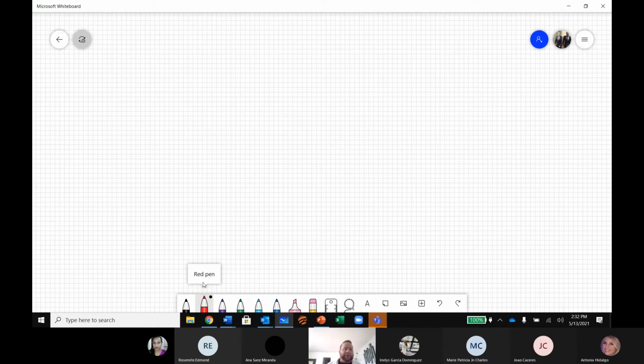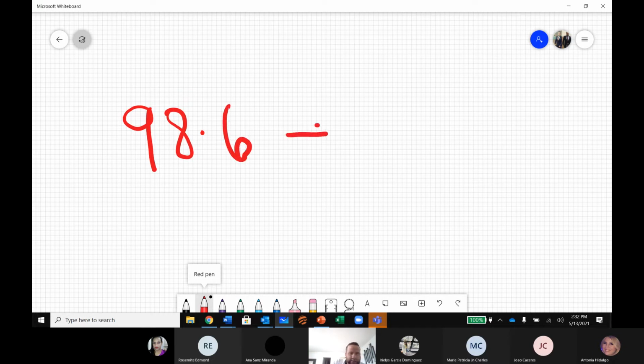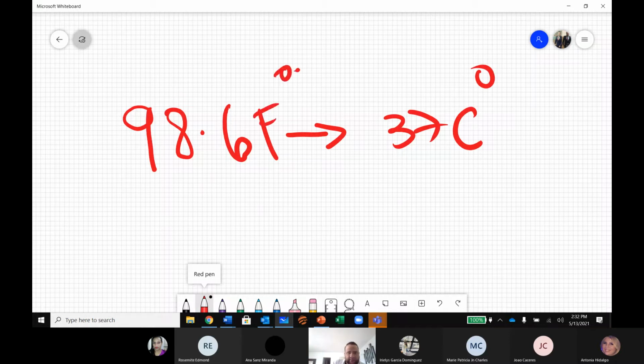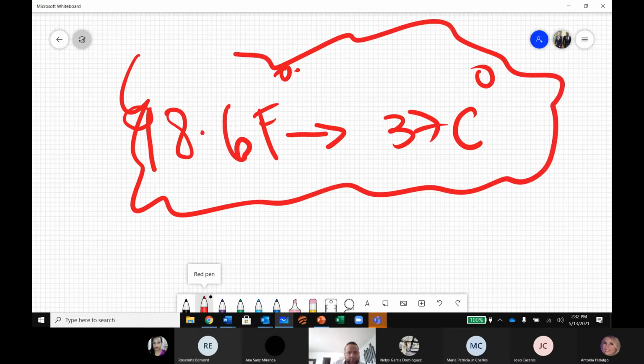Okay. And the normal body temperature? 90? 96.8? I don't know, it's like 90, 98. It's 98.6 Fahrenheit, which is 37 Celsius. Okay. All right.